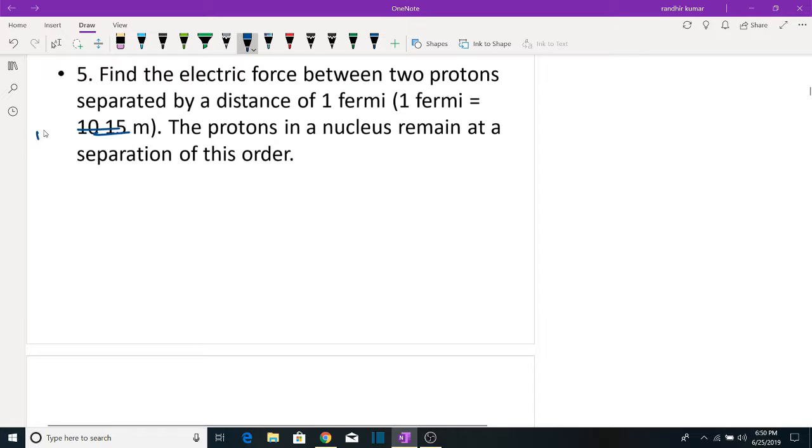Change it a little, minus 15 meter. The proton of nucleus remains at a separation of this order. Find the electric force between two protons. Clear?